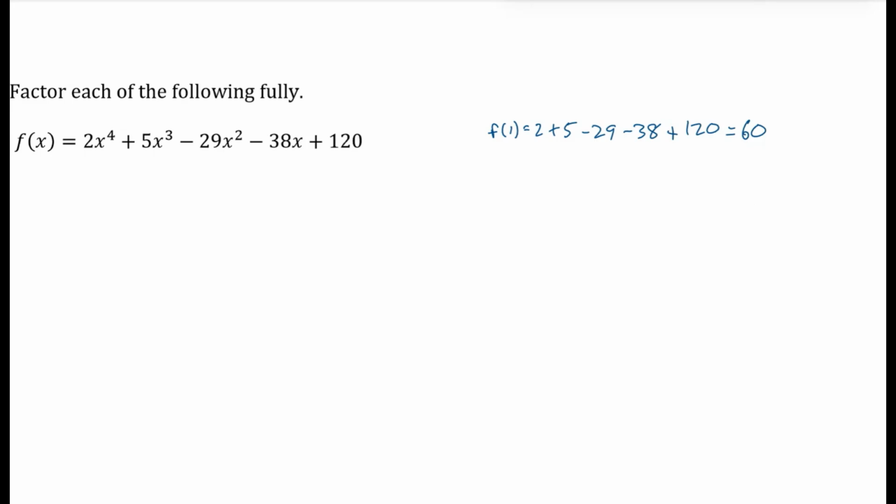2 and 5 and 29 and 38. Do they add up to 120? Like not even close, right? That's 30, that's about 40, so that's about 70. That's not even close to 120. How is it going to be 0? Doesn't make any sense. So this is what I'm saying. If you pick 1 and you're just looking at the coefficients, you can kind of rule it out right away and say, that's not going to work. And sure enough, it was 60. That's not even close to 0.